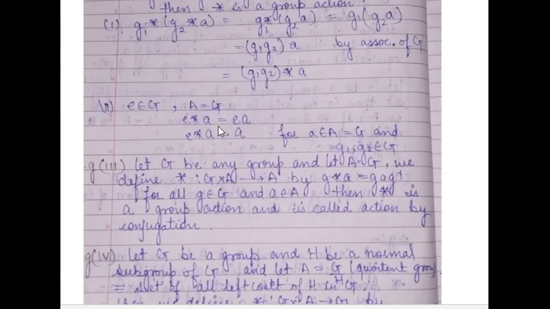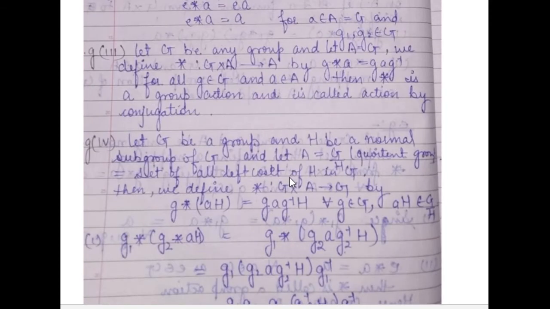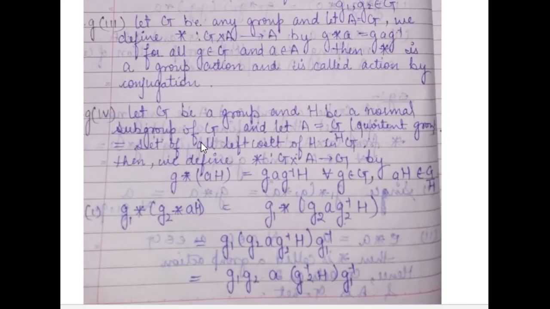You can easily show that it is a group action. For group action, you have to prove these two properties. So you can easily do it for this mapping, which is defined by G star A is equal to G A G inverse. One more example: let G be a group and H be a normal subgroup of G. Then let A be equal to G by H, which is the quotient group, the set of all cosets of H in G.